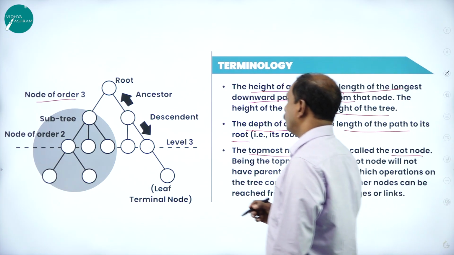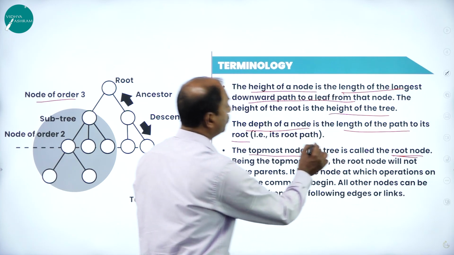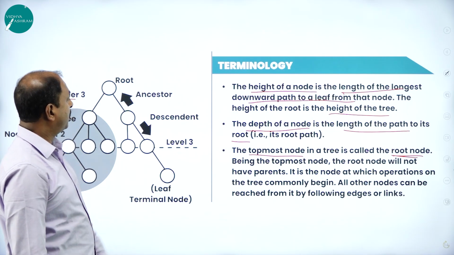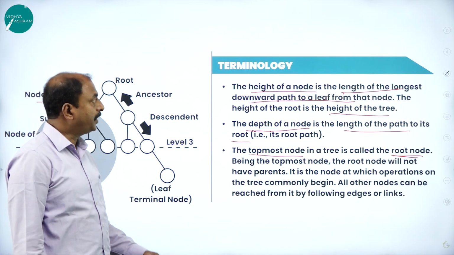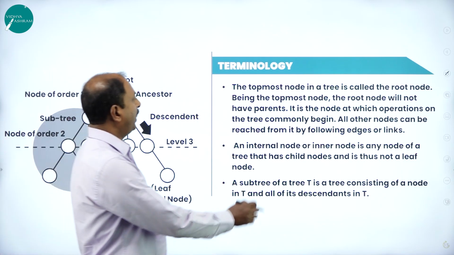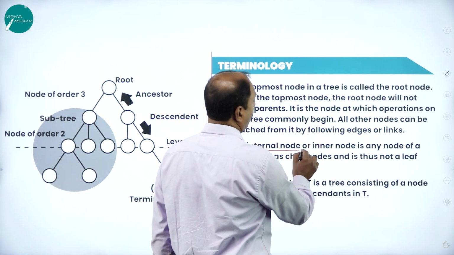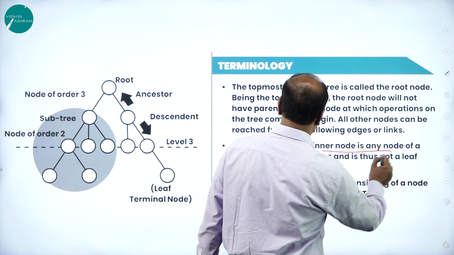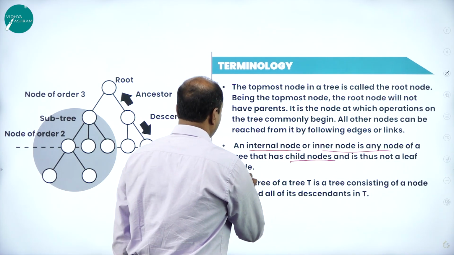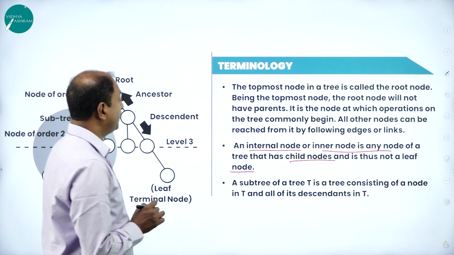So what is a root node? The topmost node in a tree is called a root node. These are all different terminologies with respect to tree data structure. In the next slide, an internal node or inner node is any node of a tree that has a child node, and it is not a leaf node. So what is an internal node?